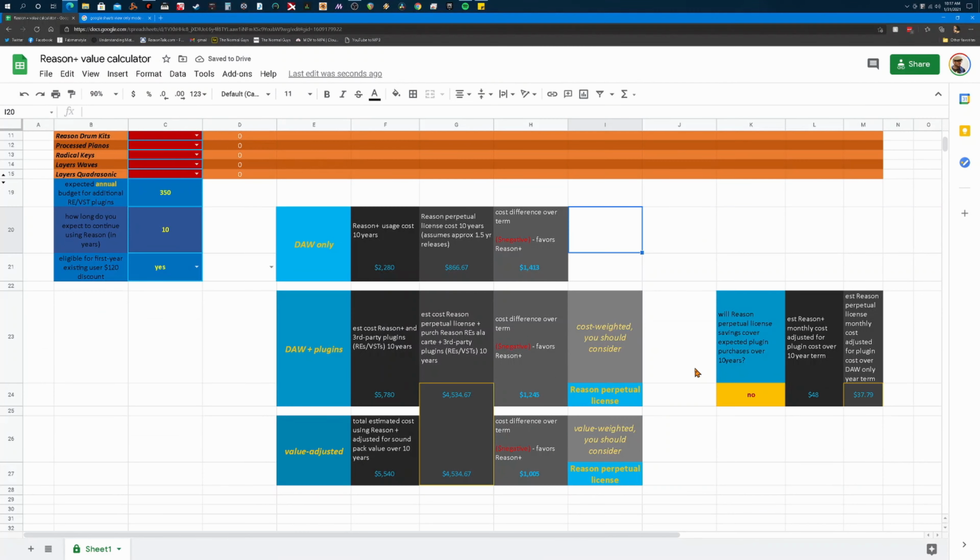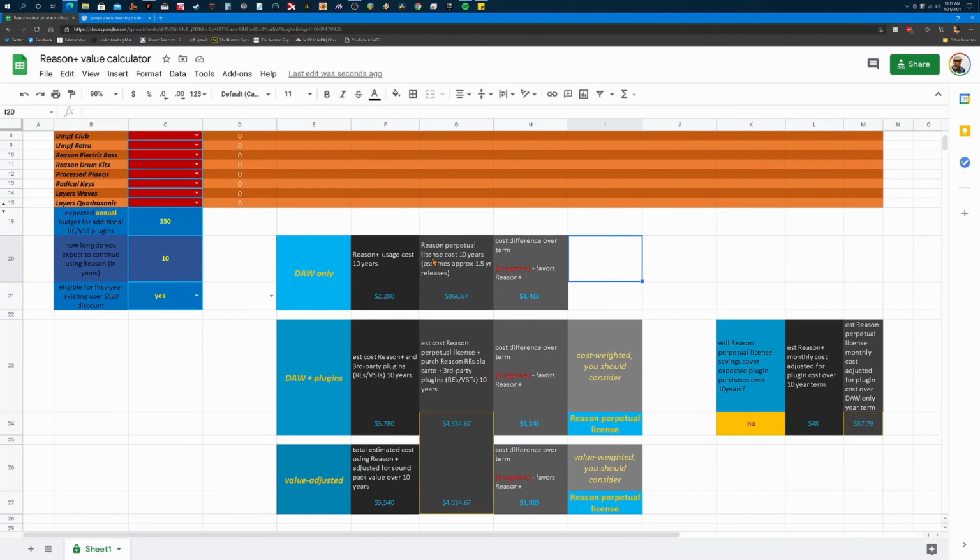Okay. So now how to read this. So we've got a few different sections here. The DAW only section. So this is only looking at the Reason Plus as it is and the Reason perpetual license alone. We're not talking about any additional plugins. So as you can see here, over a 10-year term, you have a Reason Plus usage cost of $2,280, and you have a perpetual license cost of $866. And it tells you, of course, the cost difference over the term.